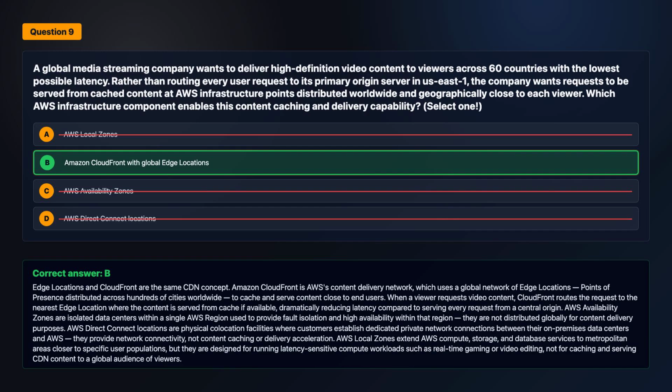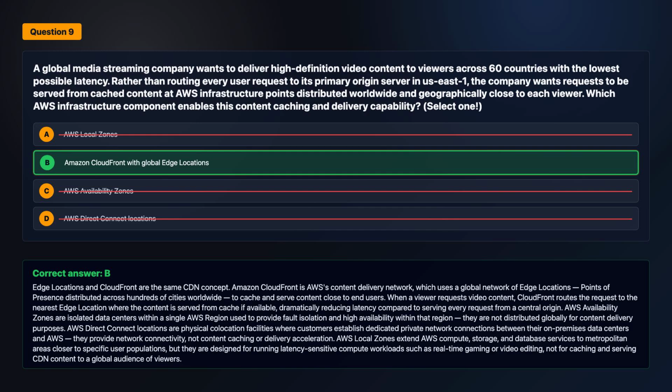The correct answer is option B. Edge locations and CloudFront are the same CDN concept. Amazon CloudFront is AWS's content delivery network, which uses a global network of edge locations, points of presence distributed across hundreds of cities worldwide, to cache and serve content close to end users. When a viewer requests video content, CloudFront routes the request to the nearest edge location where the content is served from cache if available, dramatically reducing latency compared to serving every request from a central origin.